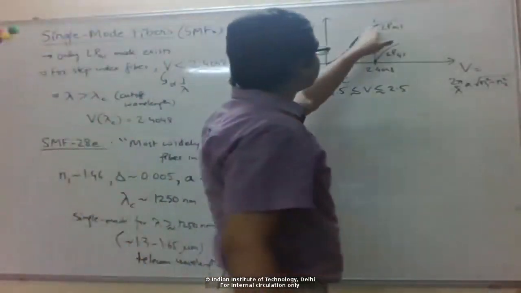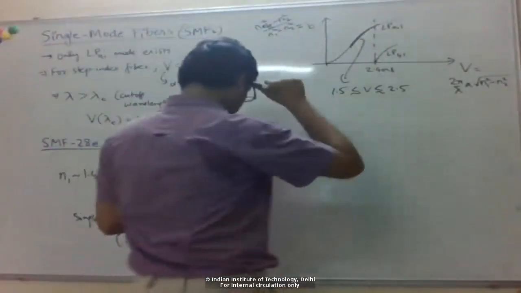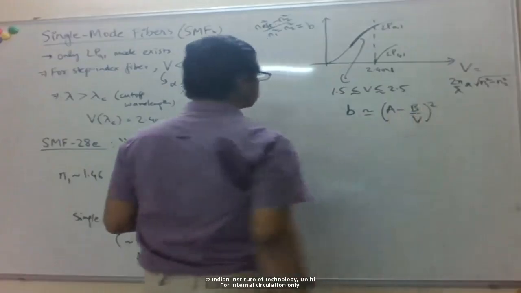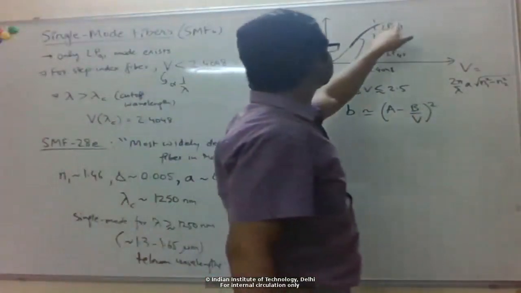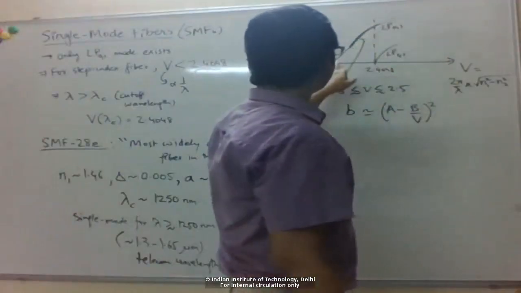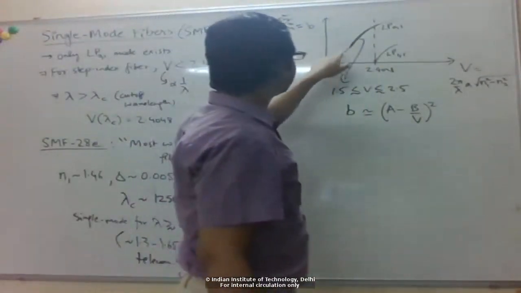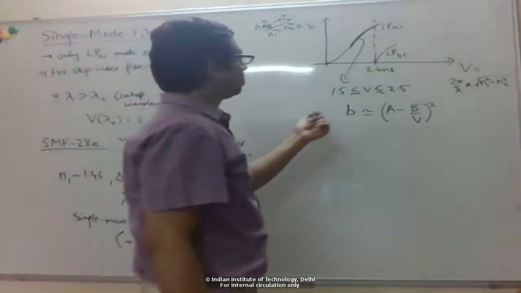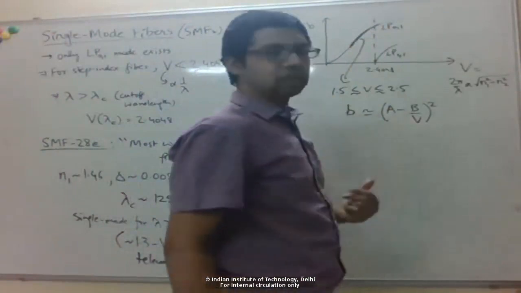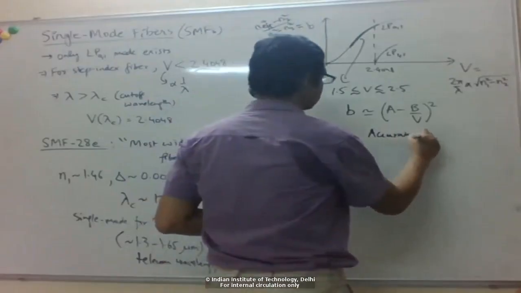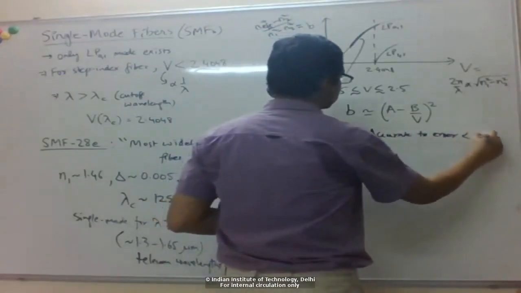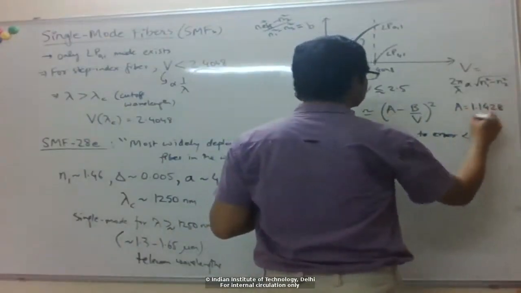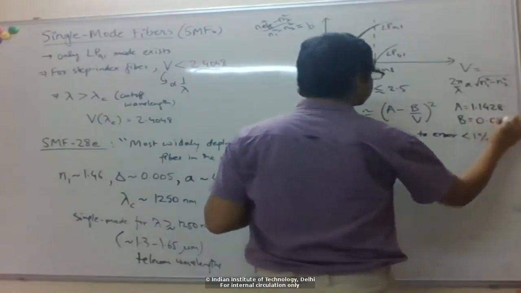In that region, there is a nice empirical formula for this b-V curve that is very useful. Remember how we calculated this curve: we took a particular V number, then solved the transcendental equation to find b, and for each point we had to do that. There is actually no analytical formula for this curve for a step index fiber. But in this range of operation for the fundamental mode, it can be empirically fit, and this is accurate to an error of less than 1%. So it works quite well. A and B are some constants: A is 1.14 and B is 0.26.